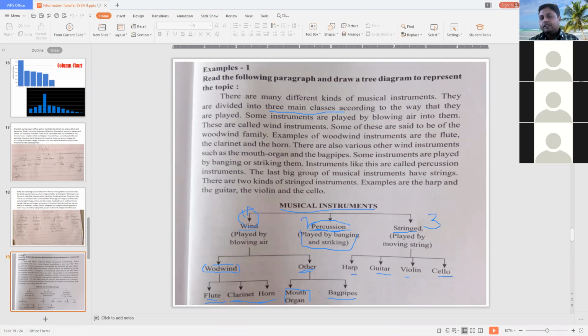So further information is given for string instruments, that is harp, guitar, violin, and cello. Right? No further information is there about harp, guitar, violin, and cello. That's why there is an end of this diagram. Right? Got it? Yes, sir.